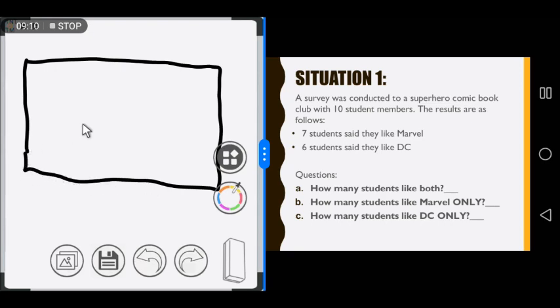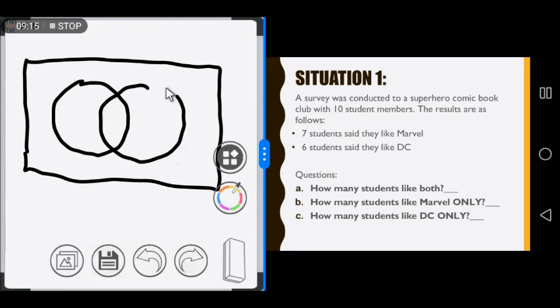Let us draw two circles, a little bigger this time. This is for set M. This is for set D. So, we have 3 here, because 3 is the excess. We have 7 students who said they like Marvel. We cannot put 7 here because we already have 3. To get the unique elements, 7 minus 3, the answer is 4. So, we will just put 4 there.